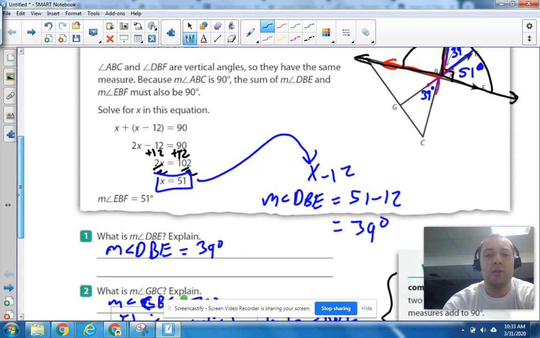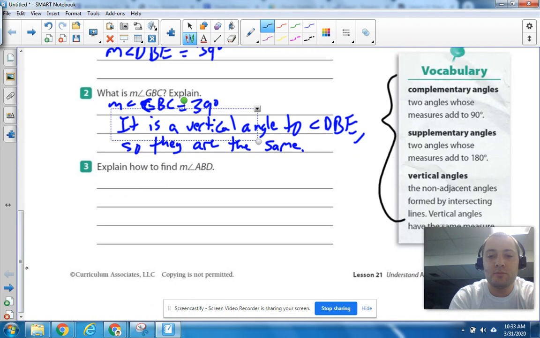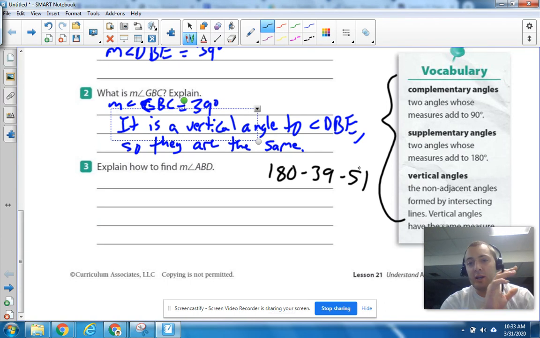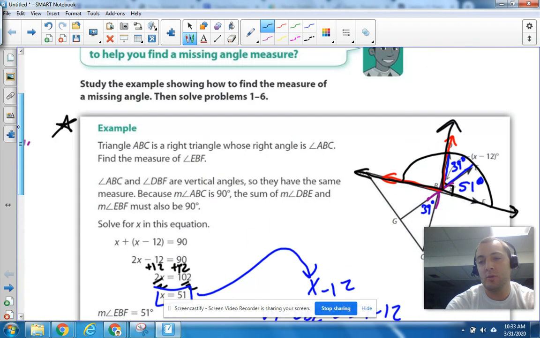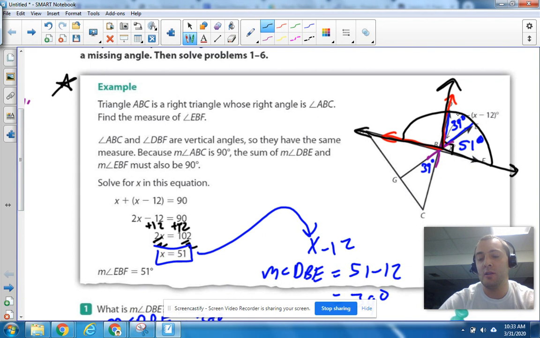So for number 3, it does ask you to explain. I'm going to show you, if I have 180 degrees, and I subtract the 39 and I subtract the 51, which is the same thing as subtracting 90, I get 90 degrees. Okay, because they all have to add up. They all have to be supplementary. They all have to add up to 180 in that case because they made that line. So explain how, if they all have to add up to 180, you subtract the other 2 and you'll get what's left over. It ends up being 90 degrees.